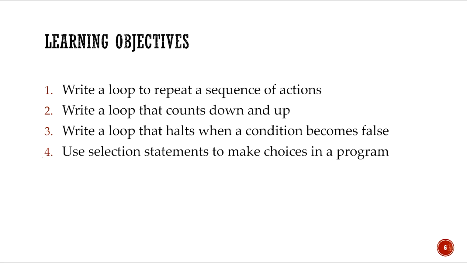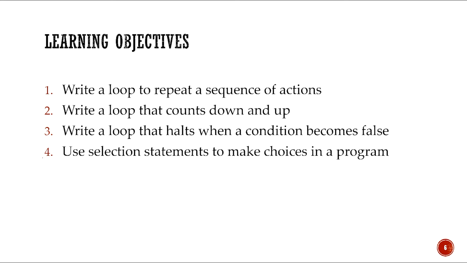In chapter 3, we learn how to write a loop to repeat a sequence of actions. Sometimes we want to repeat an action 3 times, 4 times, or 100 times. In those cases, we use a loop. We also learn about a loop that counts down and up using variables. So variables can get different values, and we use the variable to write a for loop that counts down and up, and we will see a few examples.